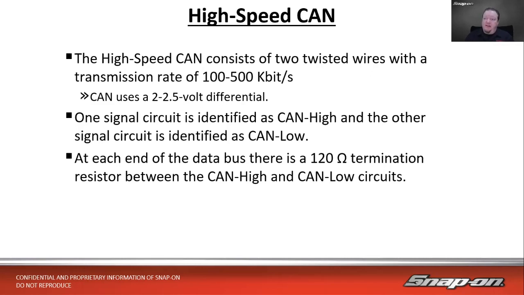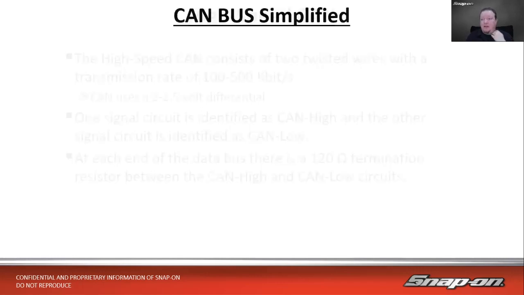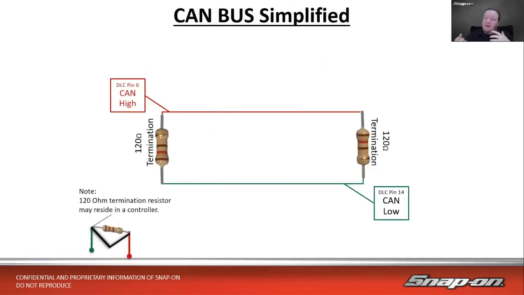One signal circuit is identified as CAN high, and the other signal circuit is identified as CAN low. At each end of the data bus is a 120 ohm termination resistor between the CAN high and CAN low circuits, and that is your stopping point at the end of the bus. This is an oversimplified drawing of a CAN bus, but as you can see, we have termination resistors on both sides. Oftentimes, that resistor can reside inside a control module.